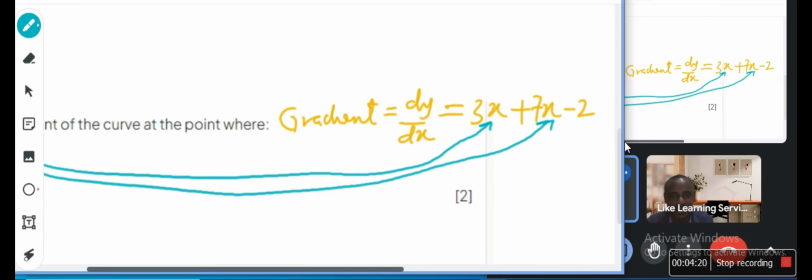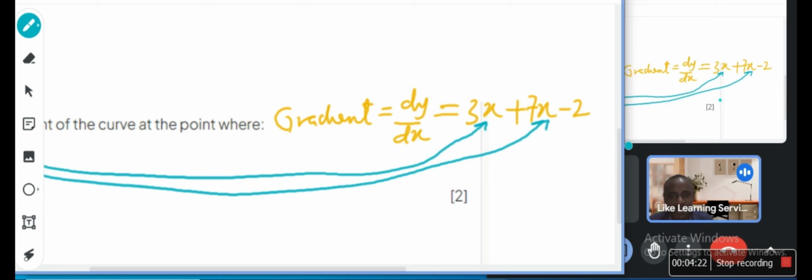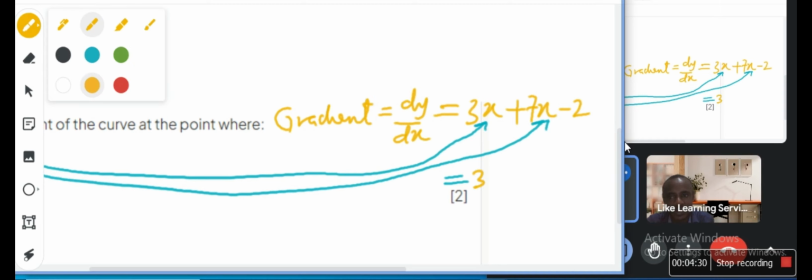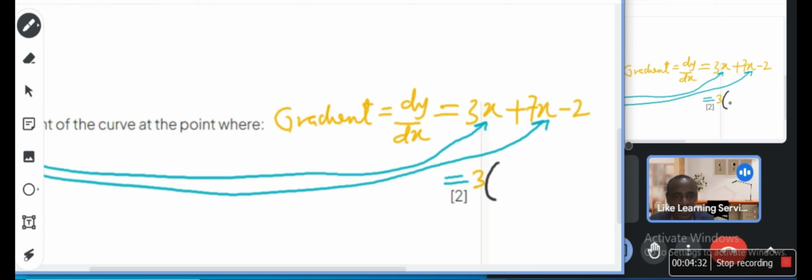That will give us 3 open a bracket, minus 3. You need to be careful, that's minus 3 rather.